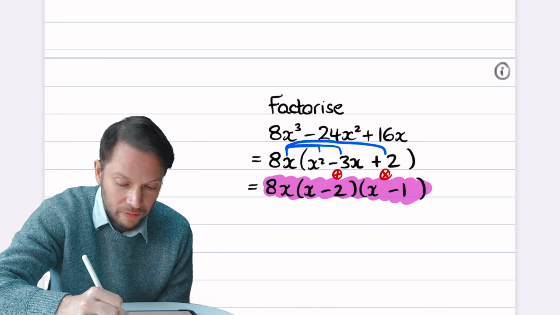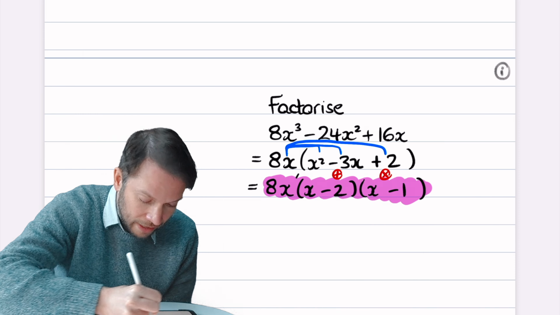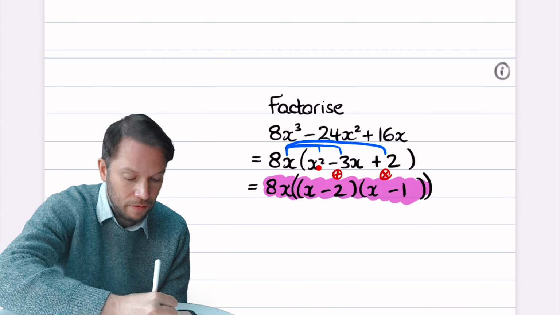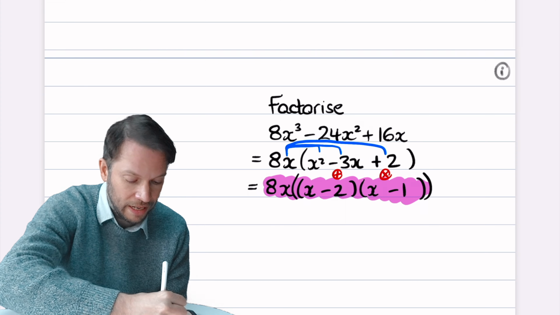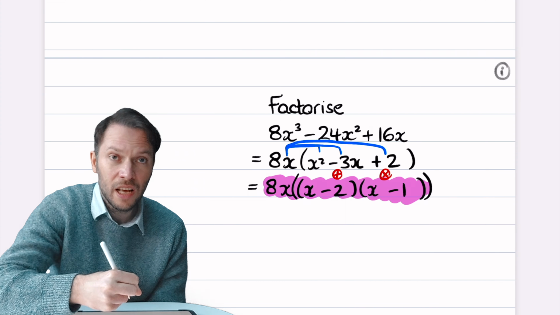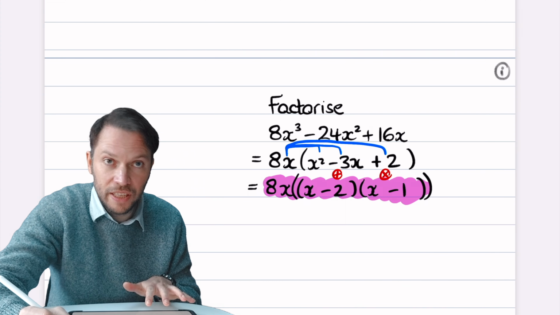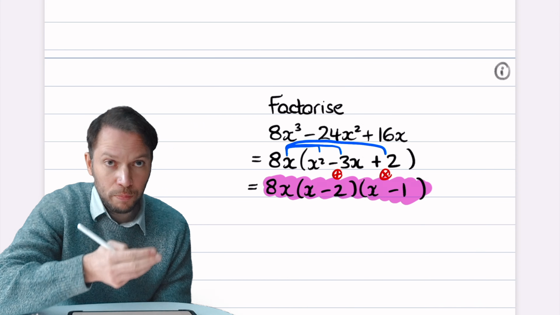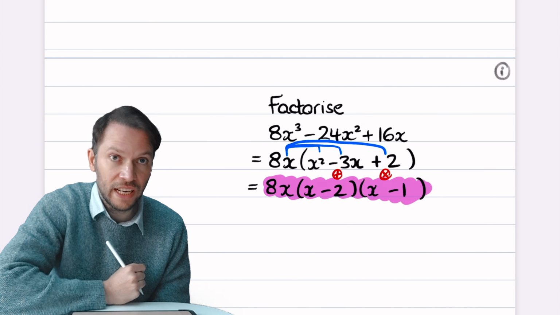And by the way, you might have been tempted to have a second bracket like that because you had these brackets originally and then factorised into two brackets to get that. But those brackets are superfluous, they're not needed, so we do not need to write them. It's best to have as few brackets as possible whilst keeping the expression as clear as possible.